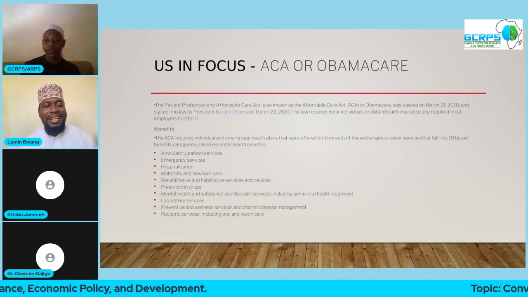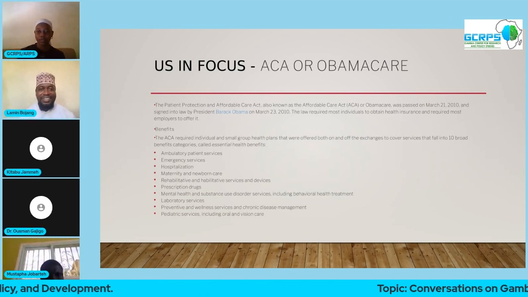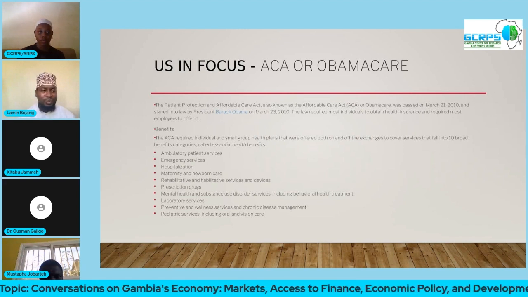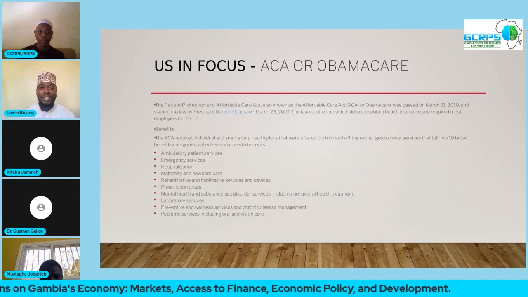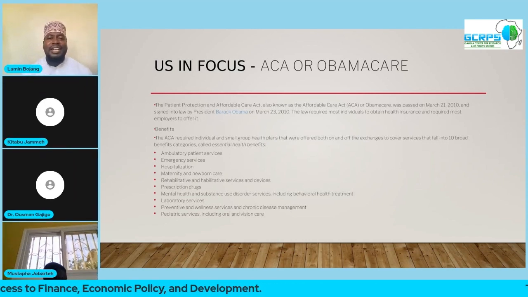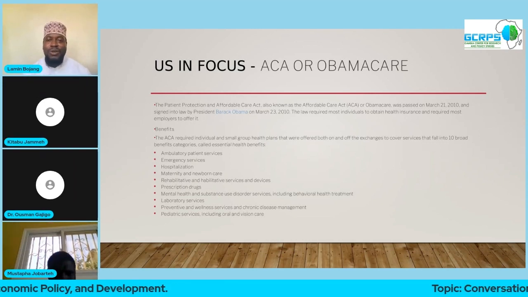Okay, I will digress a bit just to highlight the importance and seriousness of the concept we are talking about in the Gambia, which is the National Health Insurance Scheme. But I will just go into the US, where we had the Affordable Care Act, or Obamacare.